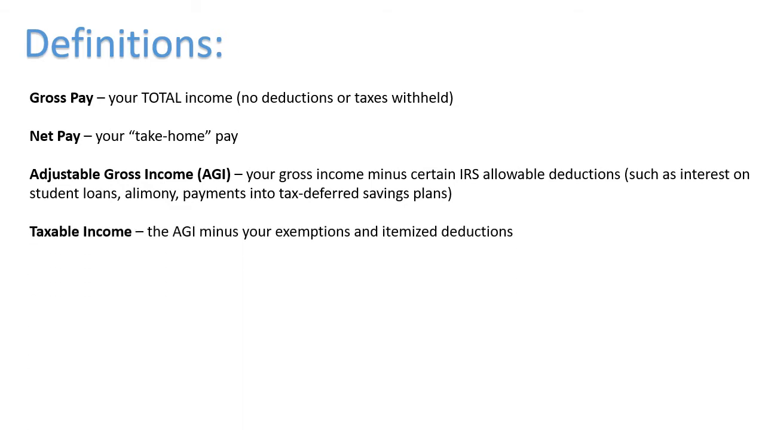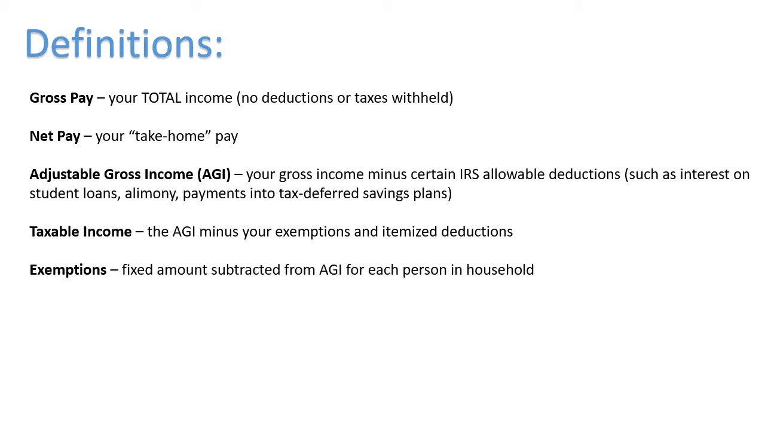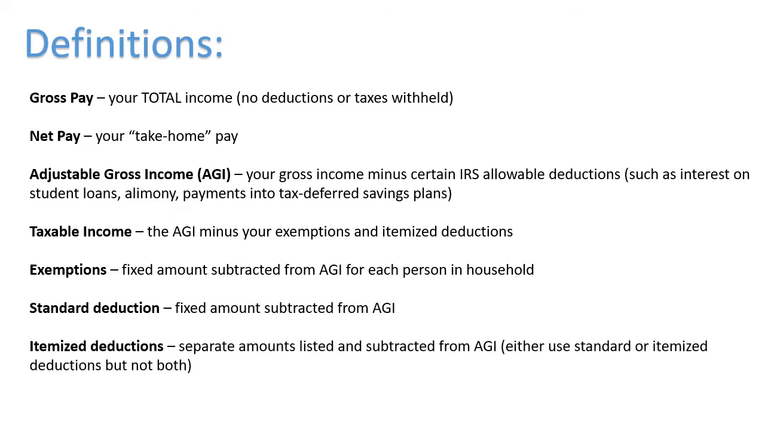The taxable income that the IRS uses is your AGI minus any personal exemptions for each individual in your household and your itemized or standard deduction. Now, exemptions are going to be a certain fixed amount of money that the IRS allows you to subtract from your gross income, and that saves you money on taxes. The standard deduction is a fixed amount of money that can be subtracted from your adjusted gross income. The itemized deductions, though, are separate amounts of money.